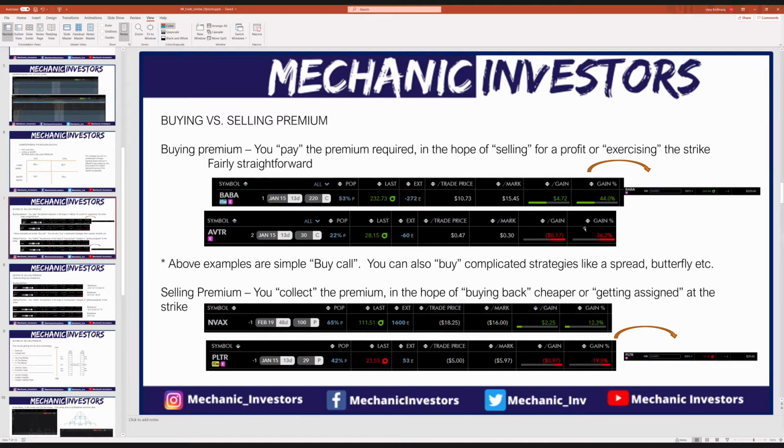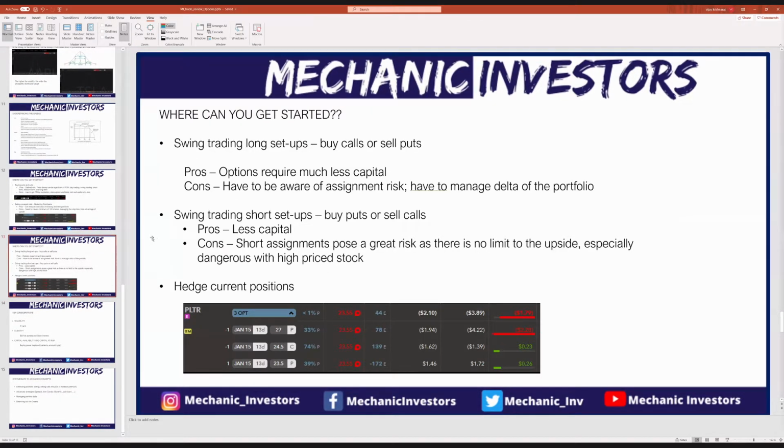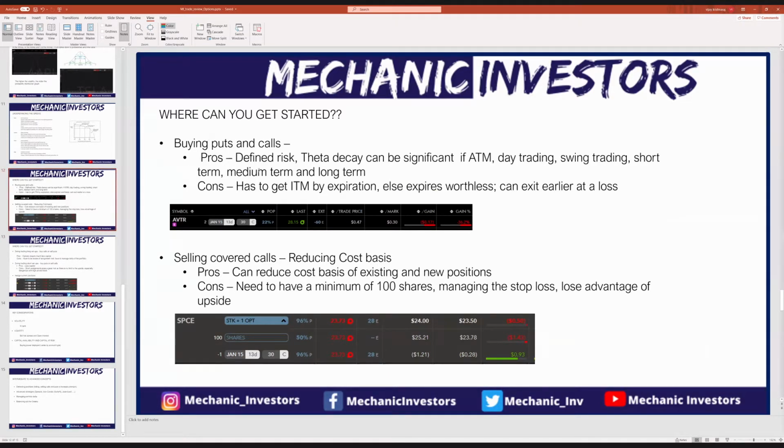So just ignore this case where it was exercised, right? If I just look at this one, if you look at the gain, the trade price was 10.73, the market price was 15.45. So I have a $4.72 gain, which is like $472. If it closed at this point, I made $472. You can also close the call for a profit, right? So I know that I have risked this much and I've made this much. It's a very defined risk. I'm not risking more money. I know exactly how much I am going to lose if things go against me. So that's the advantage of buying puts and calls, right?